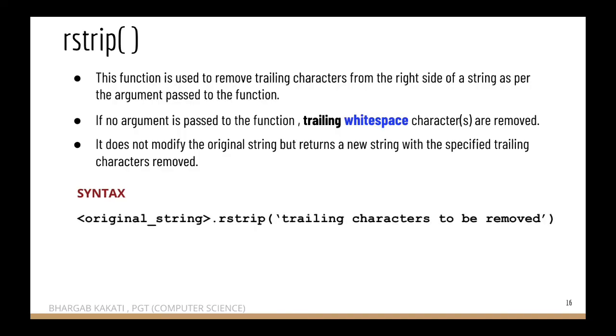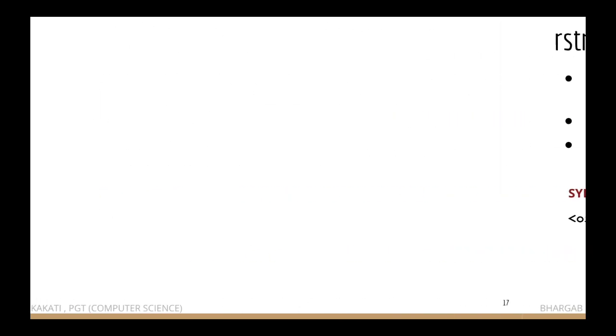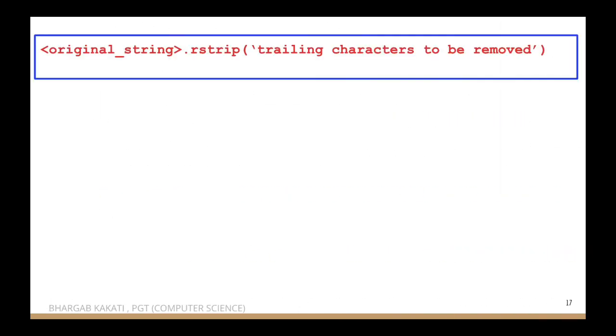Okay, it's pretty similar to lstrip, it just removes the characters from the right side. This is the syntax: original string dot rstrip and the trailing characters to be removed. Trailing means characters from the right side, leading means characters from the left side. I'm going a bit fast because it's similar to the previous function. So let's take you through some examples.